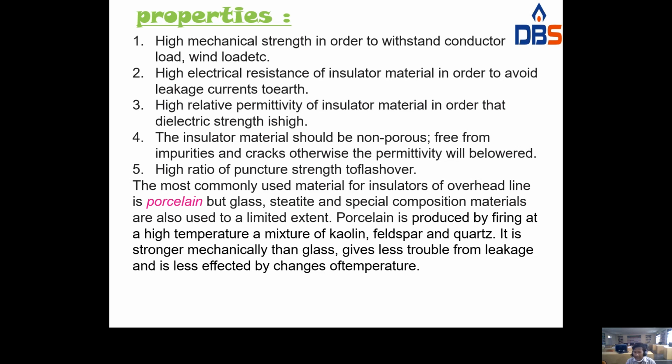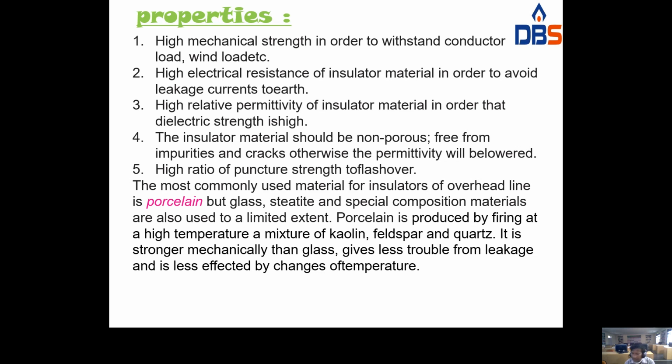So the insulator material should be non-porous. Non-porous means free from impurities and cracks also. Otherwise, if a crack occurs, the relative permittivity will be low, right? Next, it should have a high ratio of puncture strength to flashover. If the ratio of puncture to flashover is greater than 5.0, then breakdown of the insulator is mostly avoided.